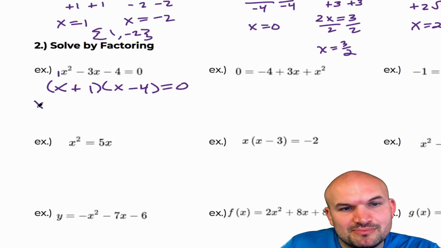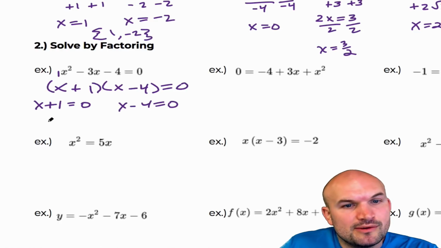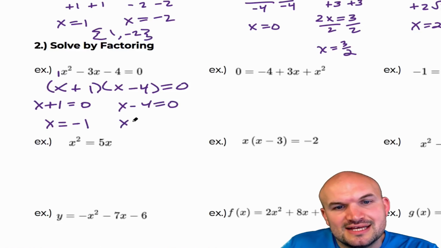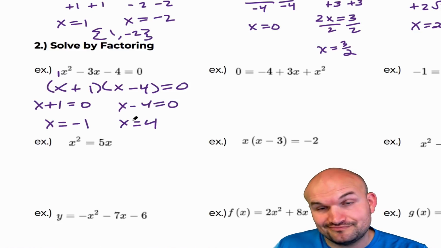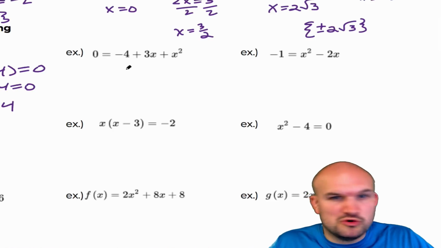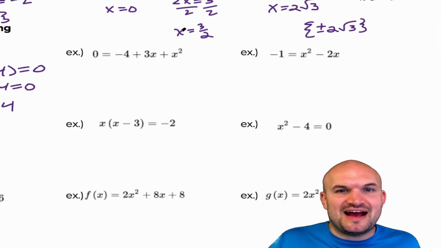So now I can just apply my zero product property: x plus 1 equals 0, and x minus 4 equals 0. Rather than showing my work here, I can say x equals -1, subtracting a 1 on both sides, and then adding a 4 on both sides, x is equal to +4. And there you go. All right, the next one. So now I just moved everything around, right? So again, we don't like factoring in this form.